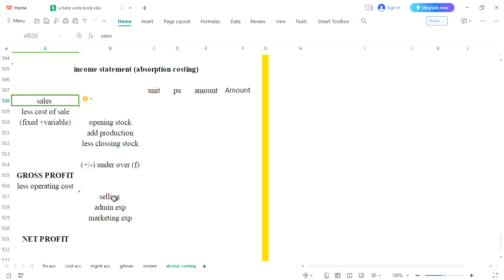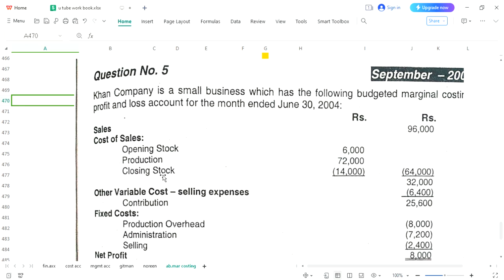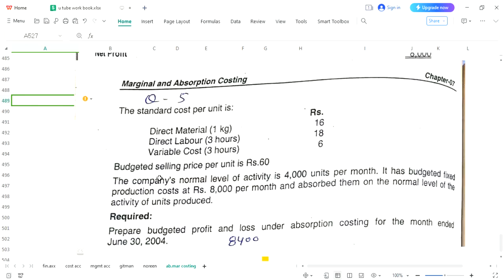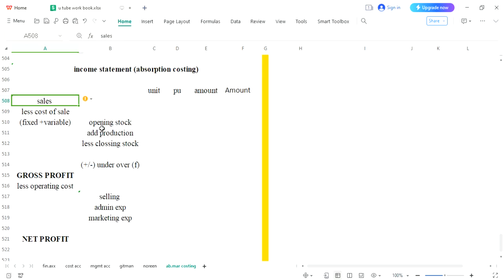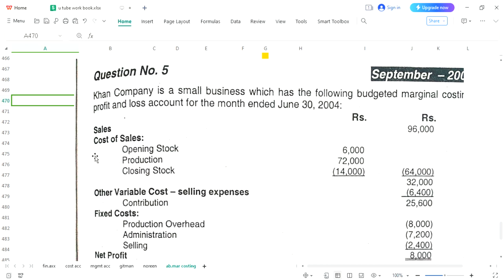Everything provided above, you can see we have opening stock, production cost, and closing stock, and in our statement we do have the same things: opening stock, production, and closing stock. But the difference is, in marginal costing we do not add fixed cost, so we will have to add this fixed cost as well. One way to solve this question is to find out the number of units and then change it.